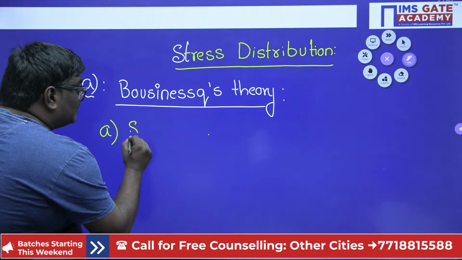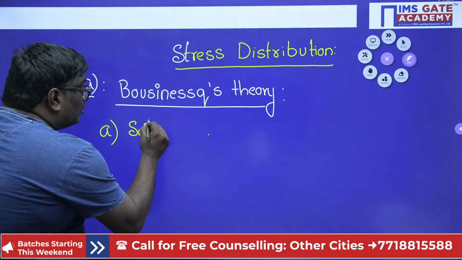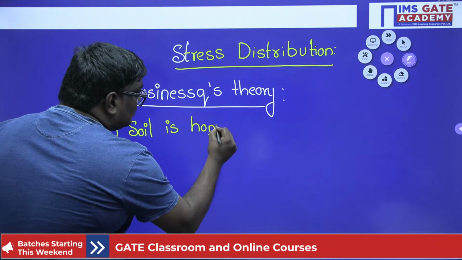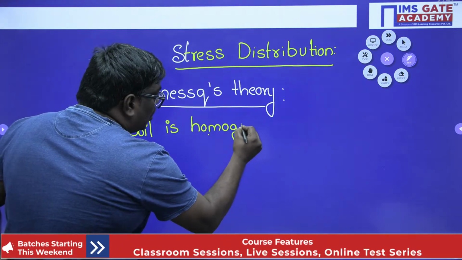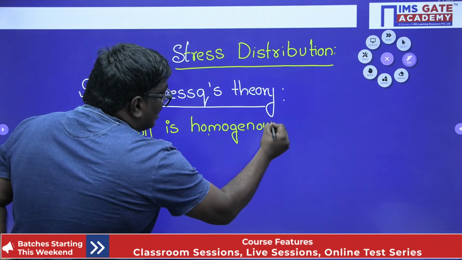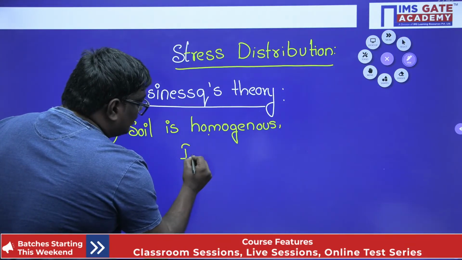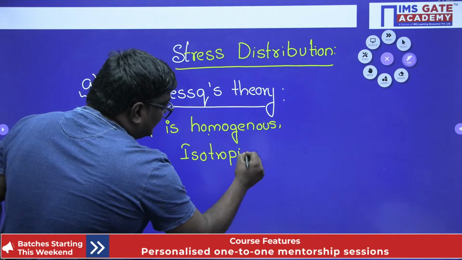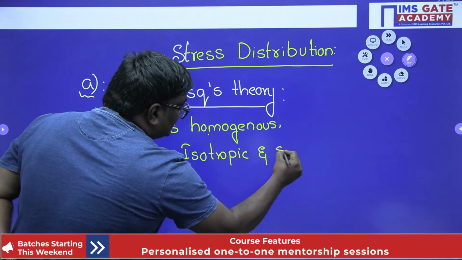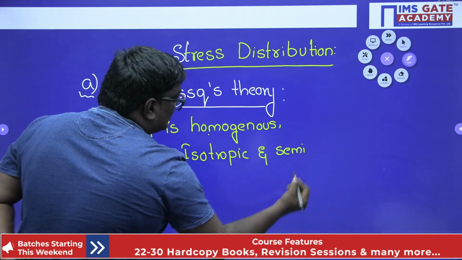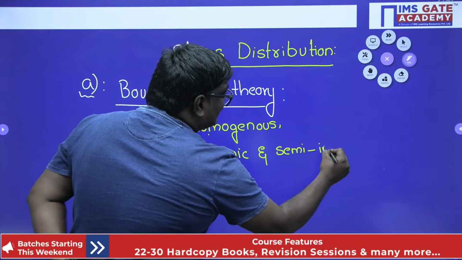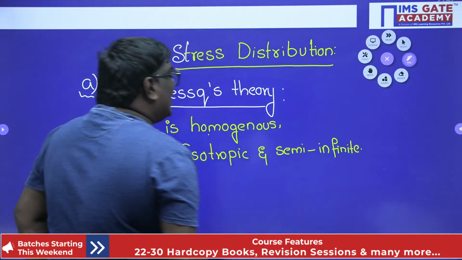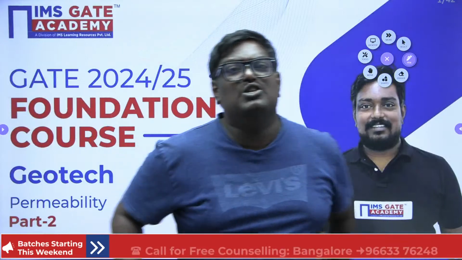The first assumption we have observed is that soil is homogeneous, isotropic, and semi-infinite. Immediately, Srujana will ask me, sir, what do you mean by homogeneous?